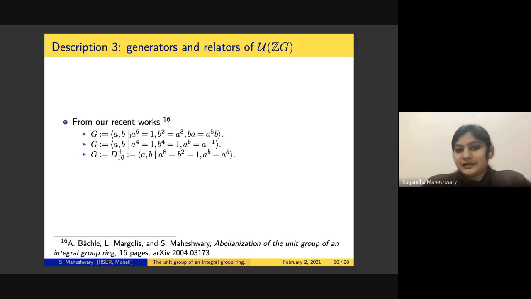So the first group is the dicyclic group of order 12, and the next two that you see are groups of order 16. And we were trying to get hold of all groups of order at least up to 20, right? That's what we were doing. So for the last one also, it was known that it has a torsion-free normal complement, and with the kind of results that we had about that complement, and with some GAP calculations, we could write down all the relations. I'm not listing them here because that's a long list that we have. So the unit groups of these groups are also identified, right?